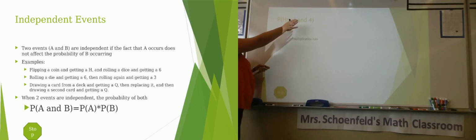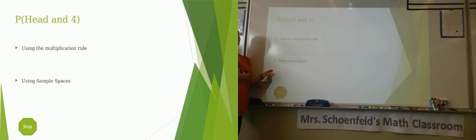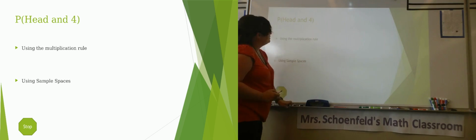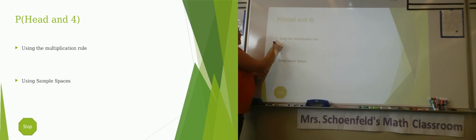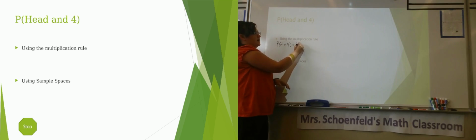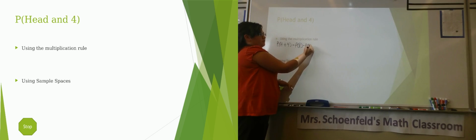The probability of heads and a 4. So we'll use the multiplication rule for that. We will do it in two different ways so we can kind of see how that works. So the probability of getting a heads and a 4 would just look like, if I'm writing everything out, probability of heads times the probability of a 4.